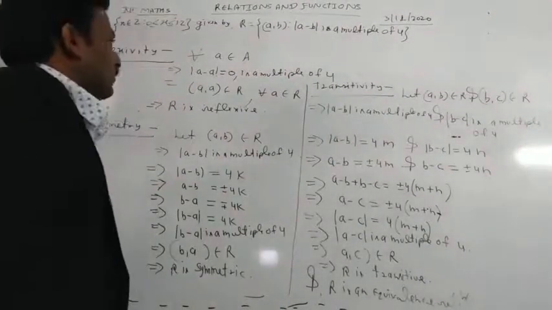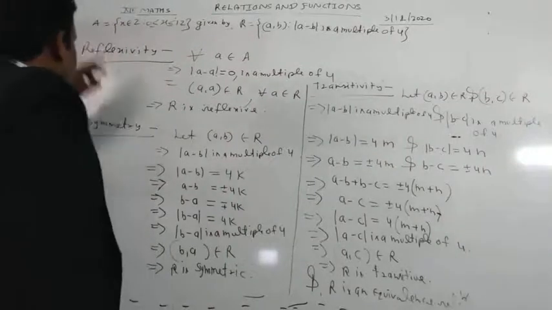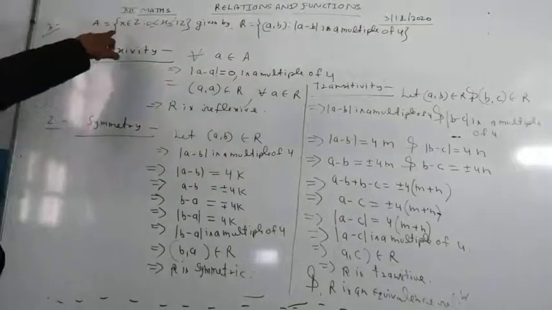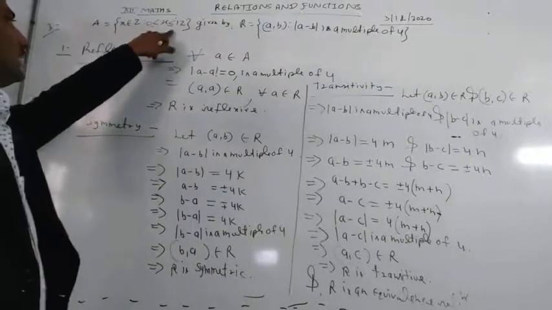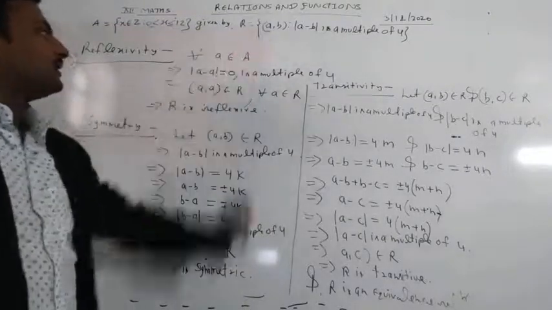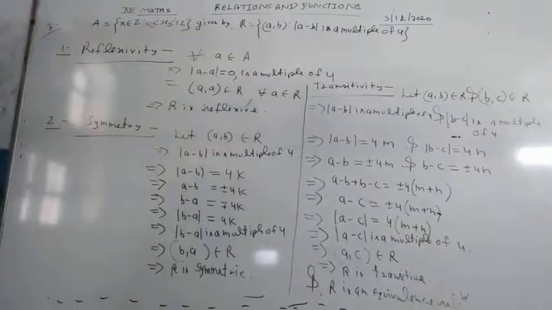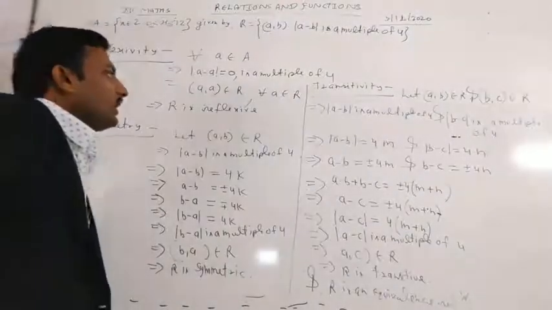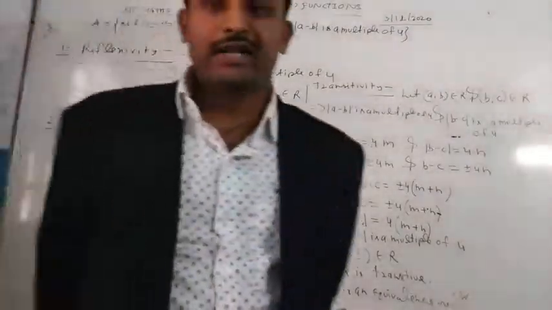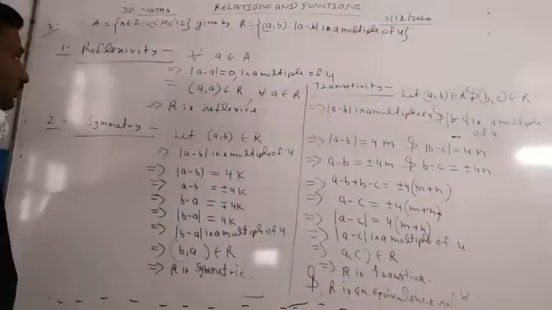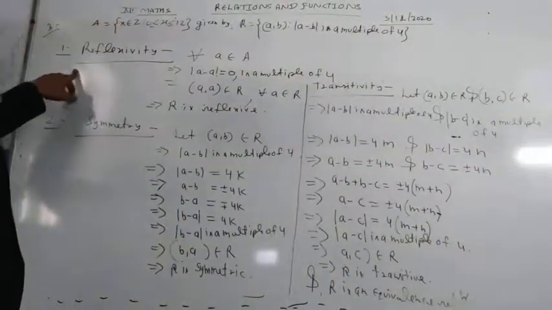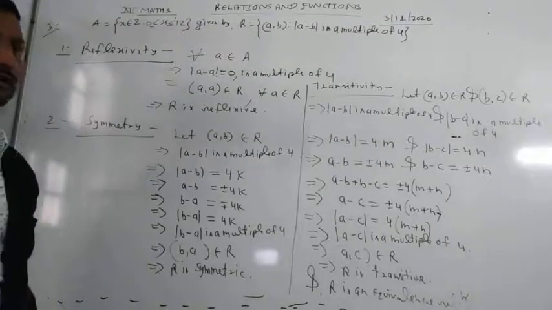Look at what we have done here, students. We have been given a question: A is x belongs to R such that x is greater than or equal to 0, less than or equal to 12, and R is given by (A, B) such that A minus B is a multiple of 4. We have to show that R is an equivalence relation. So students, first we will do reflexive, then symmetric, then transitive.